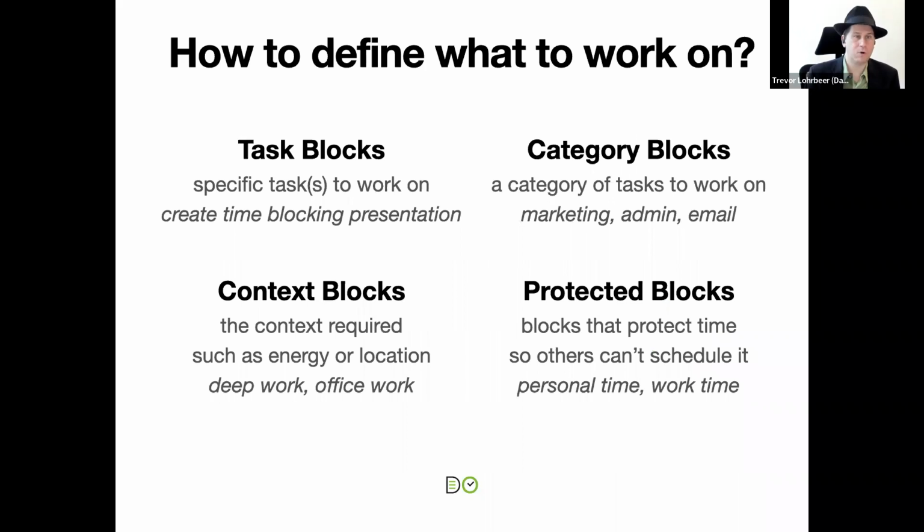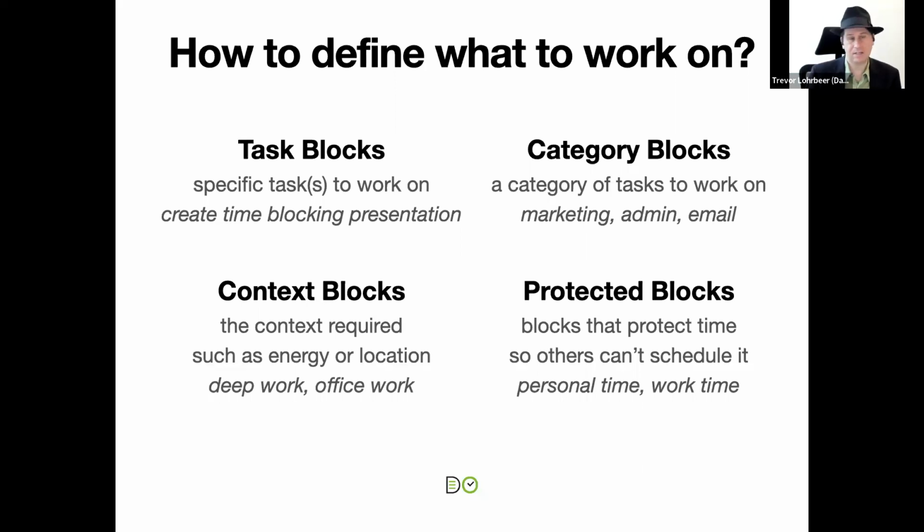So how do we define what to work on? We have 4 different ways that we can define a time block. It can be a task block, where we're working on a specific task, like creating this time blocking presentation. It can be a category block, so working on a category of tasks like marketing, admin, email, etc.